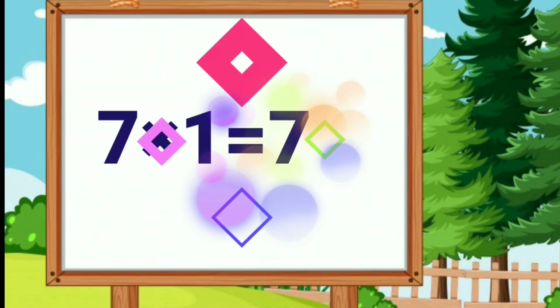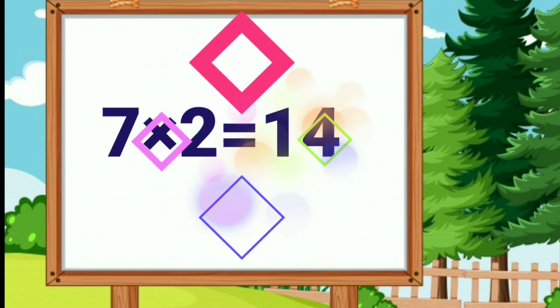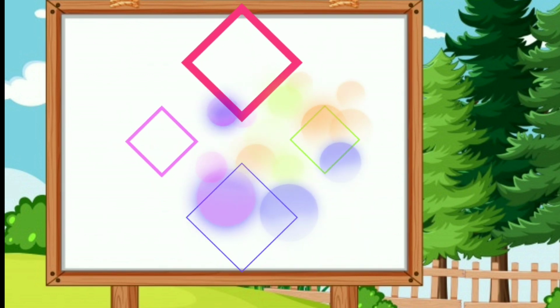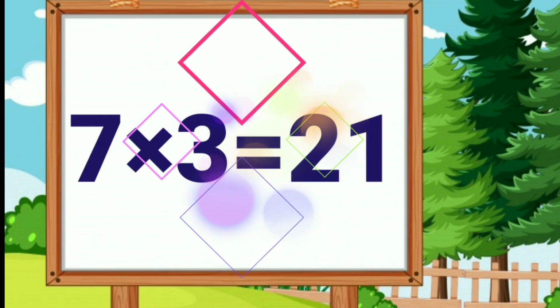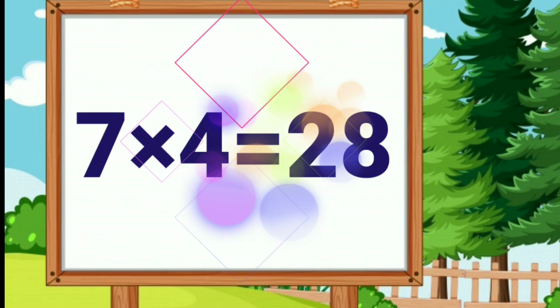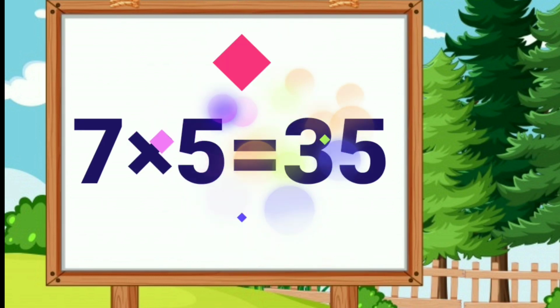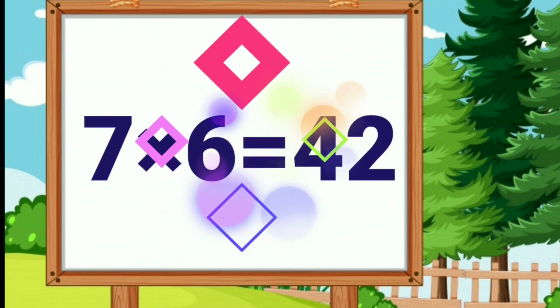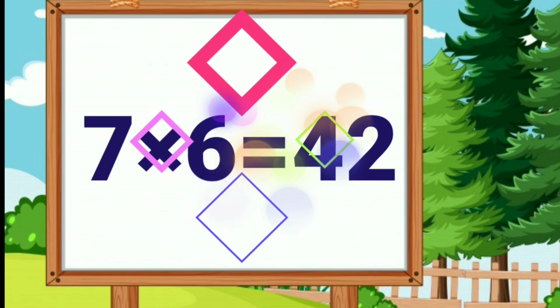7 ones are 7. 7 twos are 14. 7 threes are 21. 7 fours are 28. 7 fives are 35. 7 sixes are 42.